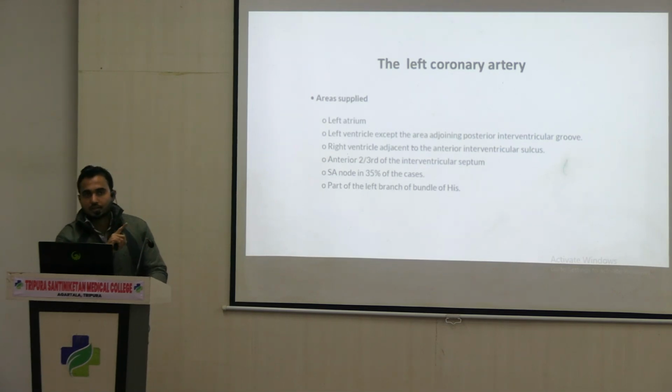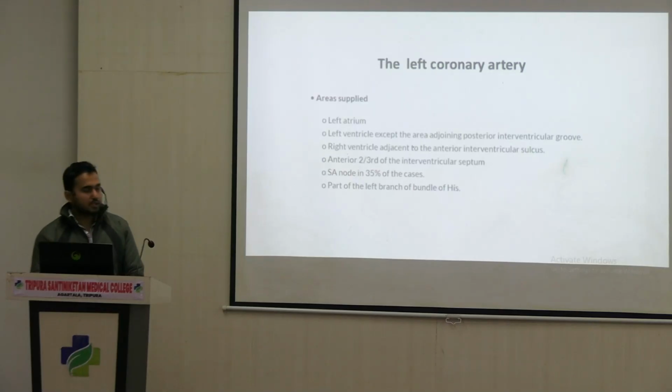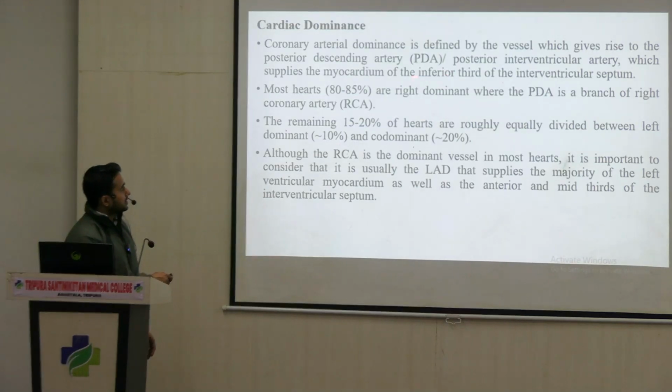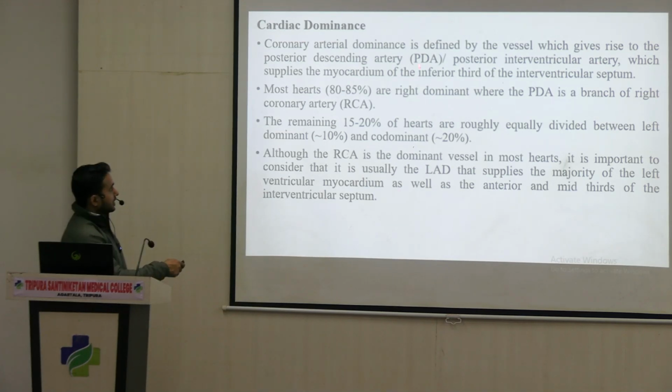So in the previous cases I have shown you the area of supply for the right coronary artery. Now this is the area of supply for the left coronary artery. So this is the way to write about the area of distribution for both the arteries. Next is the cardiac dominance. Already I have mentioned what cardiac dominance is and how it is determined. It is determined by the posterior interventricular artery. Clinically this posterior interventricular artery is also termed PDA, posterior descending artery.